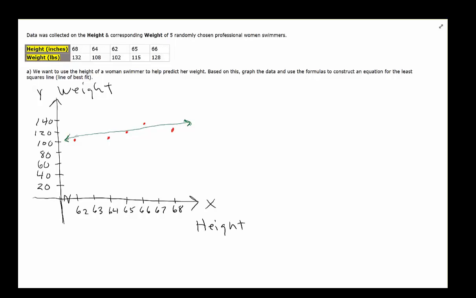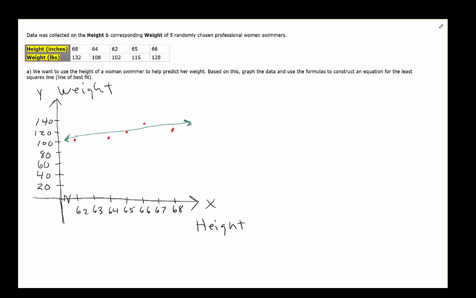But what we're learning in these first couple sections of chapter 11 is how do you do this with formulas or software. So I want to demonstrate that with formulas. Now the formulas are derived from calculus. It's an optimization problem. Calculus helped us to create this line of best fit.